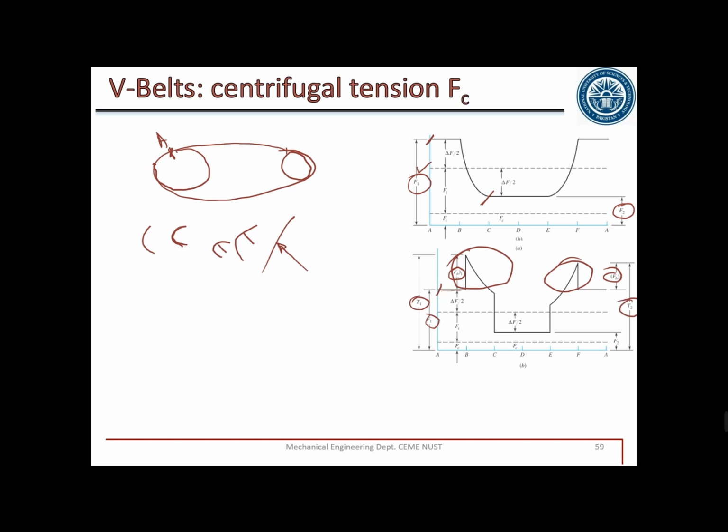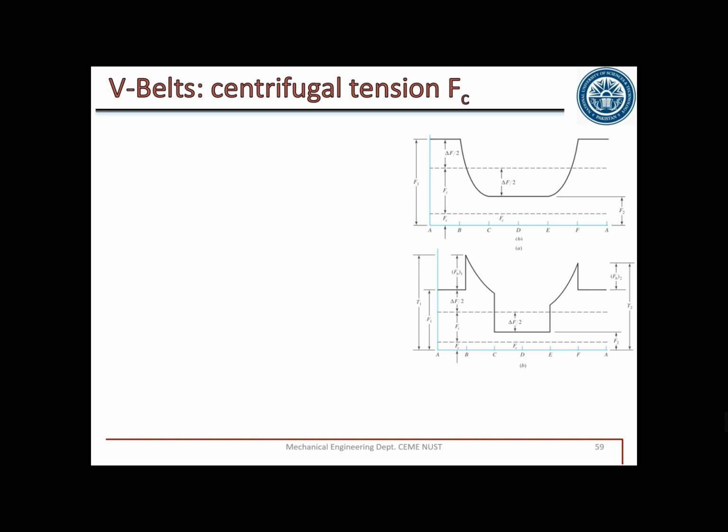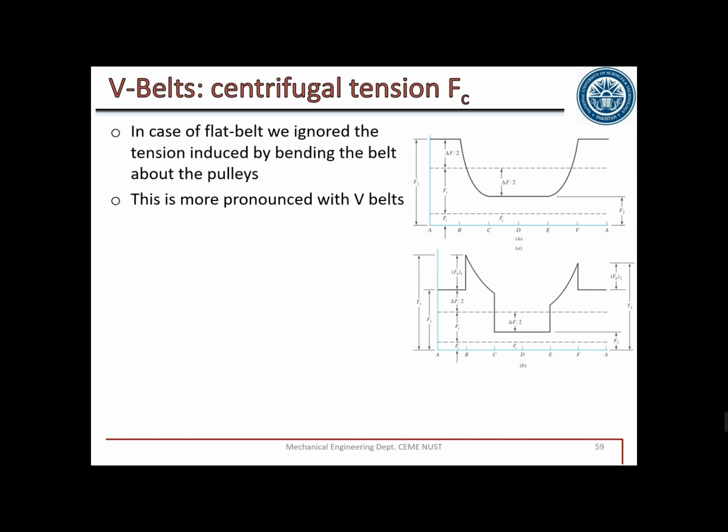T1 is equal to F1 plus FB1, and T2 is equal to F1 plus FB2. So that is the bending tension at sheave 1 and the bending tension at the second sheave. These two types of bending cause tension in the belt, so this will increase the tension. The equation of tension will be given in the next slide.